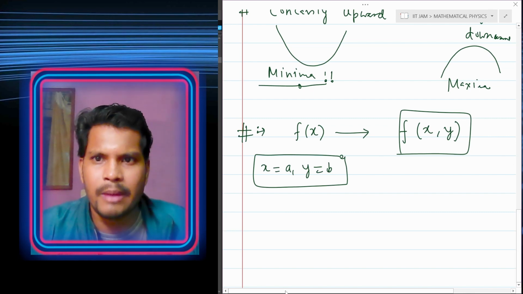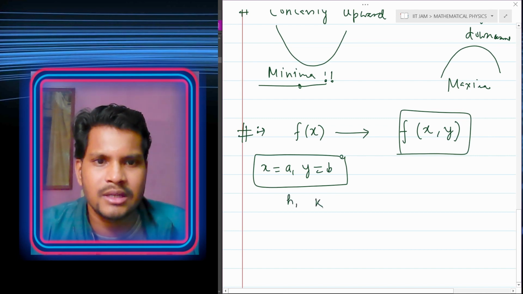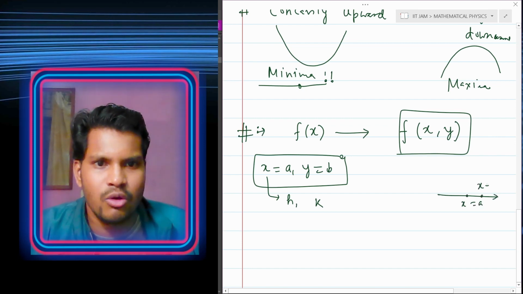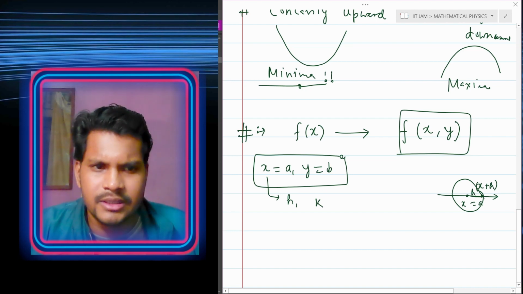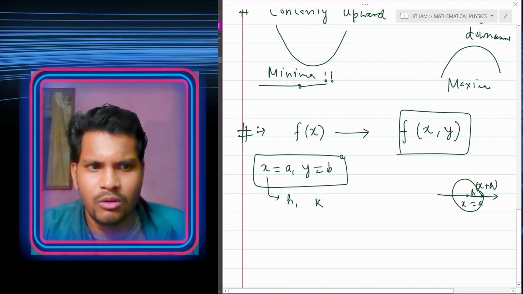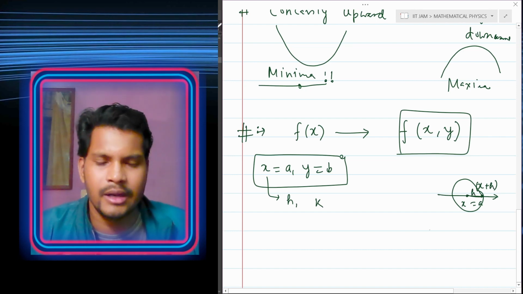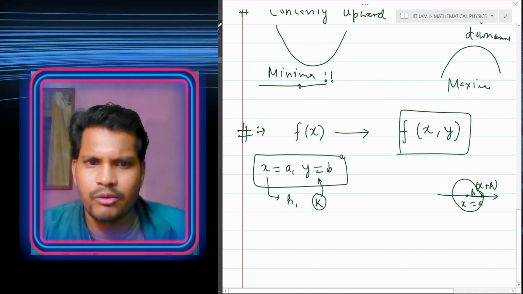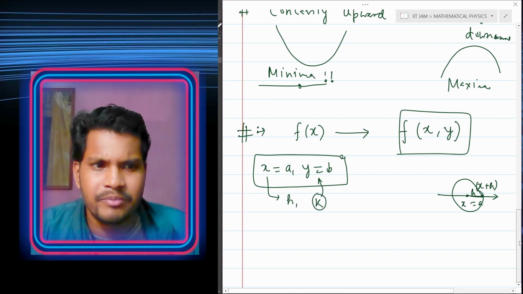So first of all, let us say we have two different neighborhoods. In the x direction, you can take x equal to a, so x becomes x plus h. Over here you can make a circle of radius h. This gives you the neighborhood of x, and then y gives you the neighborhood of y. Okay, so that is the idea.